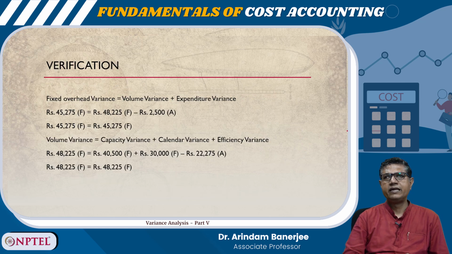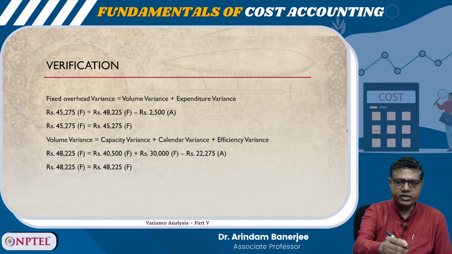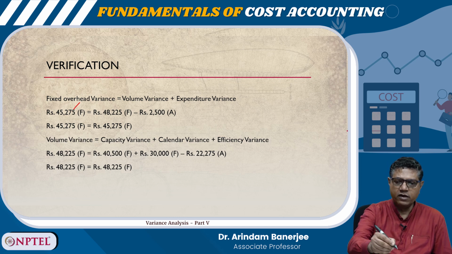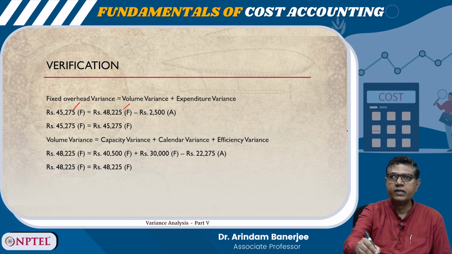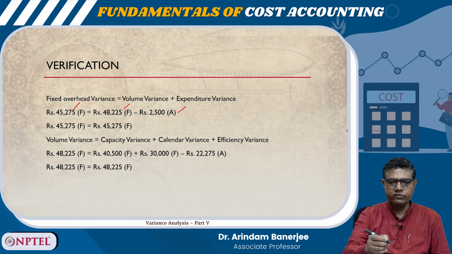So, we can verify it like this: fixed overhead variance is equal to volume variance plus expenditure variance. The overhead variance we calculated, 45,275 favorable, is equal to the volume variance we calculated, 48,225 favorable, and the expenditure variance we calculated, 2,500 adverse. If we equate the right hand side and the left hand side, you see they are equal.